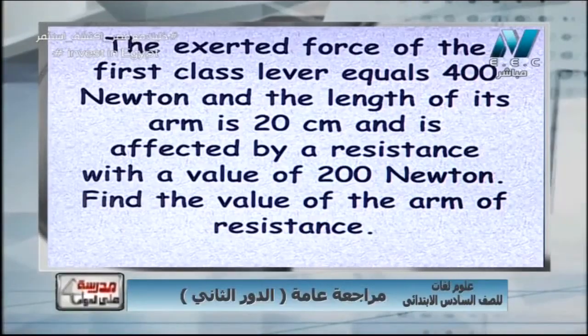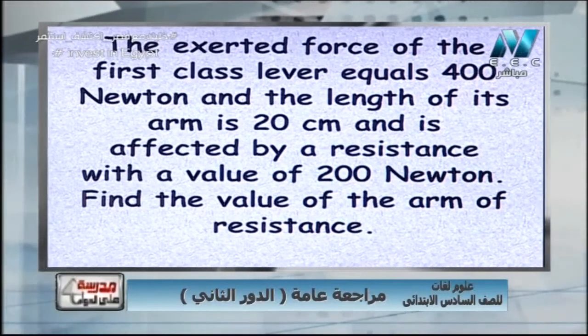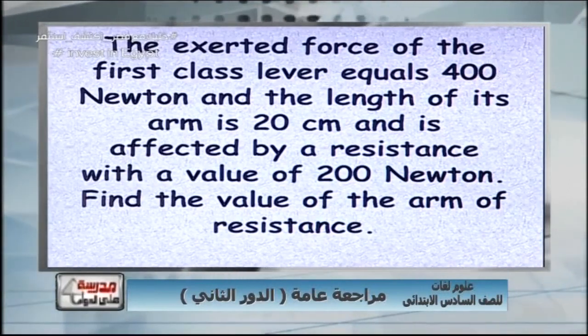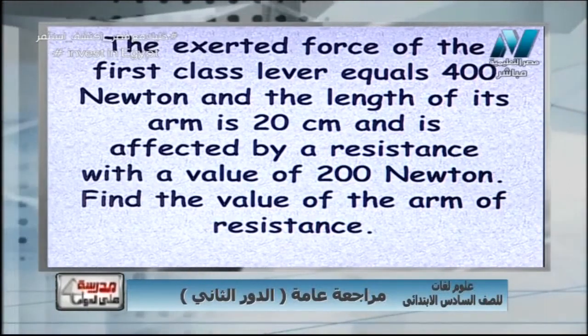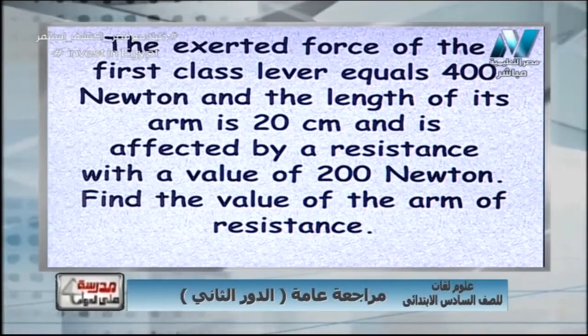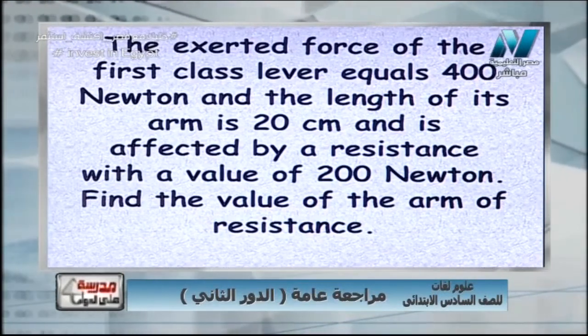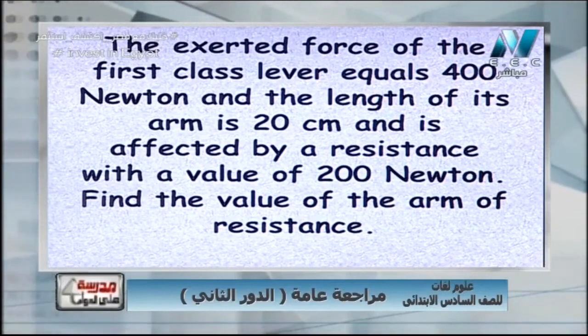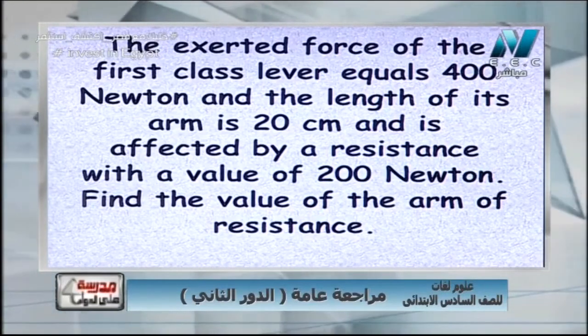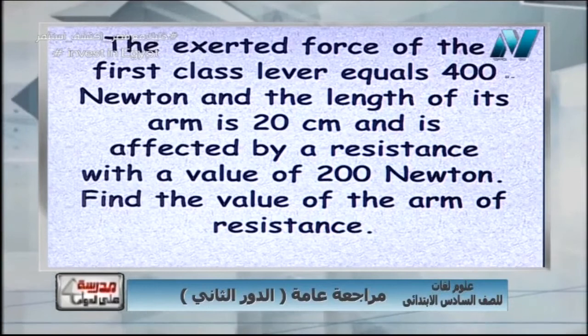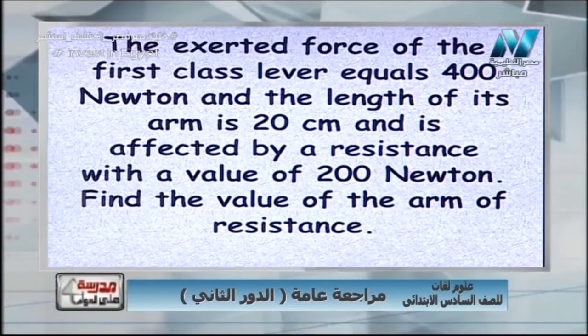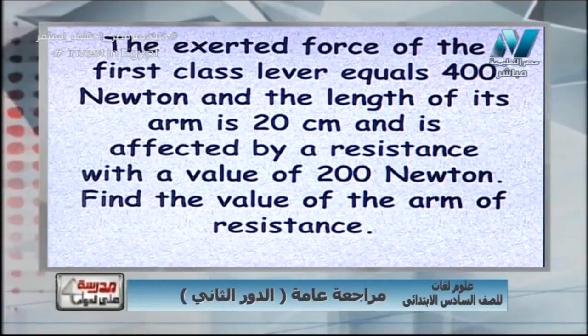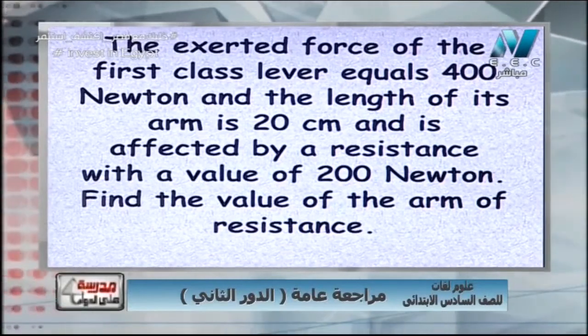Another problem. The exerted force of a first class lever equals 400 newton. ناخد بالنا كويس قوي. طب هكتب فين 400 newton ديت؟ أكيد عند effort force, exerted force. The length of its arm is 20 centimeters and is affected by a resistance with a value of 200 newton. بكتبها فين 200 ديت؟ تحت كلمة resistance تحت R. Find the value of the arm of the resistance.